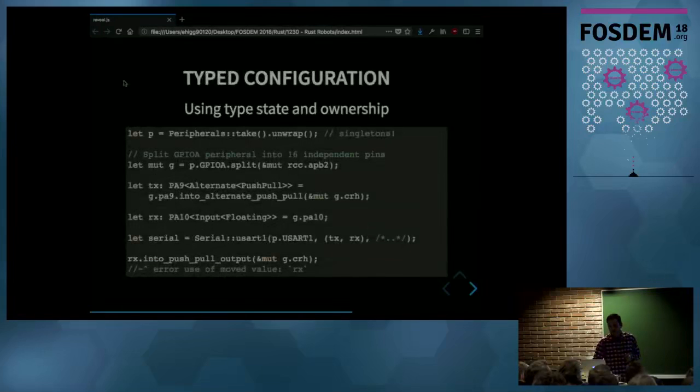Rust can help here if you design your API like something like this. In this program, we are going to set up a serial interface.